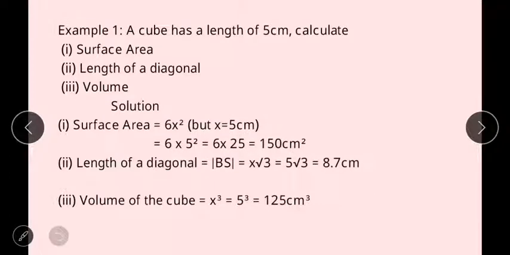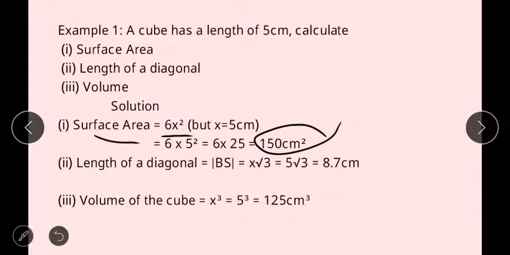Is that taken? Let's take that again. Surface area equals 6x squared, but x is equal to 5. Therefore, 6 times 5 squared equals 6 times 25 equals 150 centimeters squared. This is the surface area of the cube.